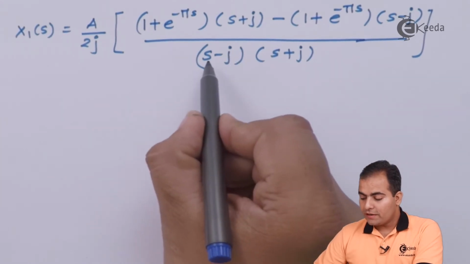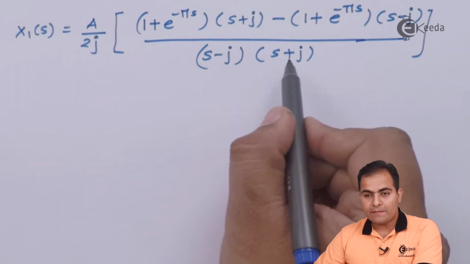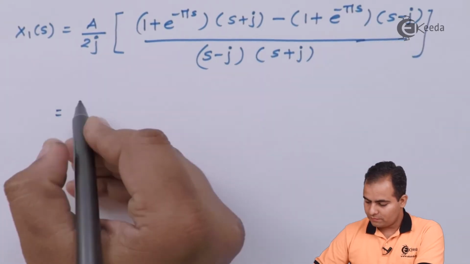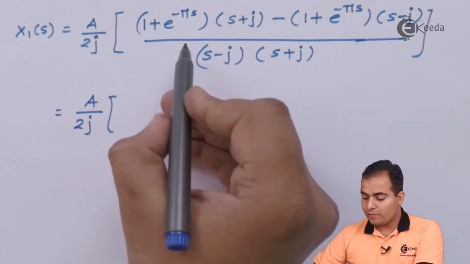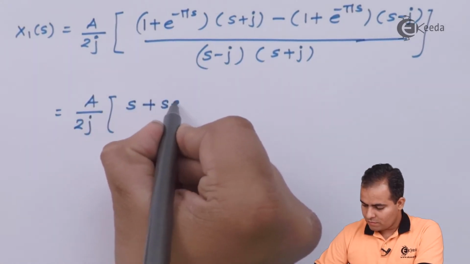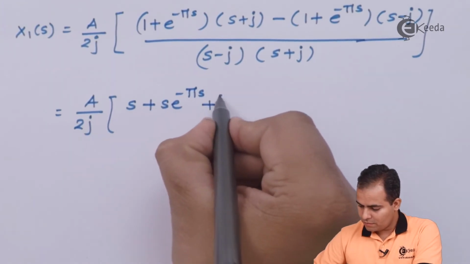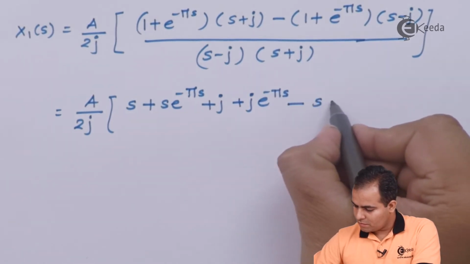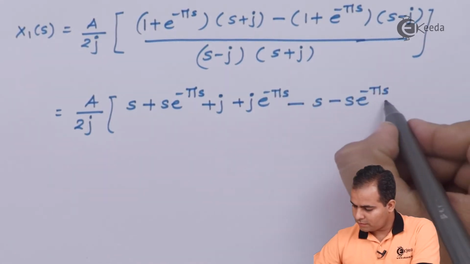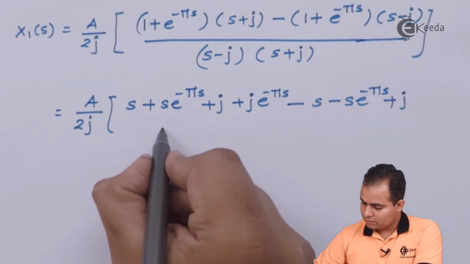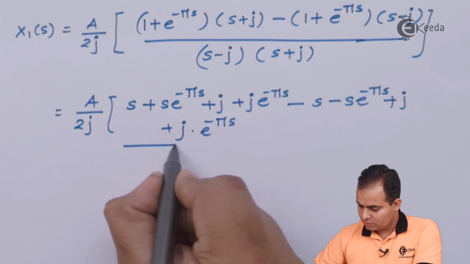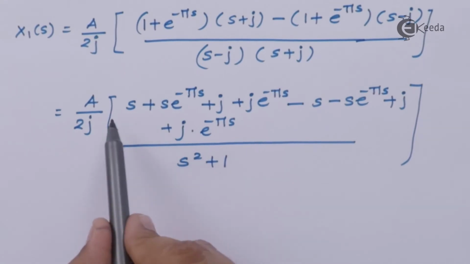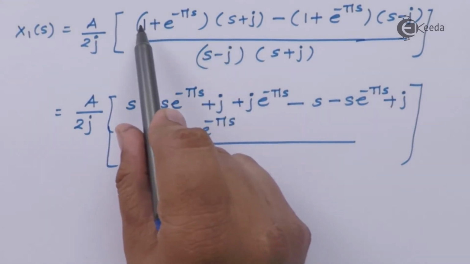Now we know that s minus j and s plus j, after multiplying, what you will get? s square plus 1 square, that is 1. And also I am going to multiply the numerator part. So after multiplying we have got this result. As the s is multiplied by 1, that's why I have written s.